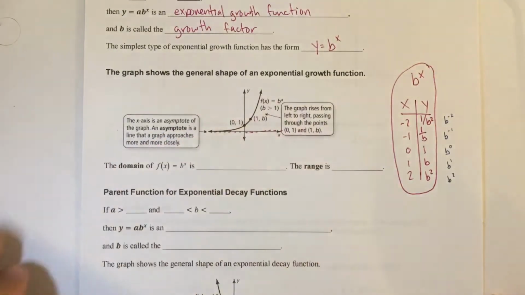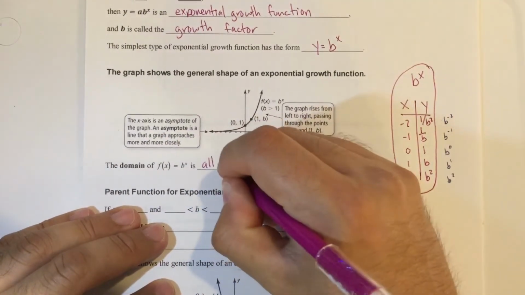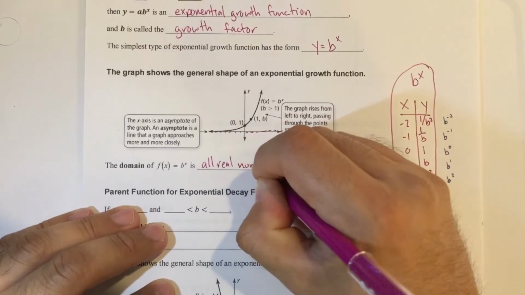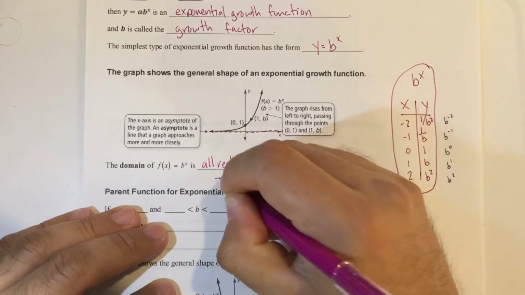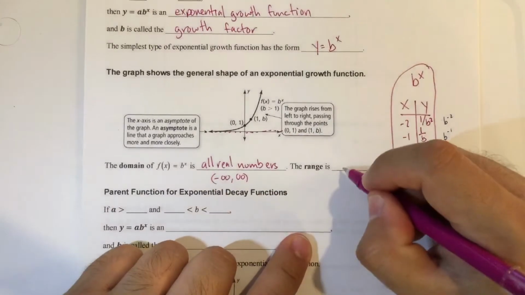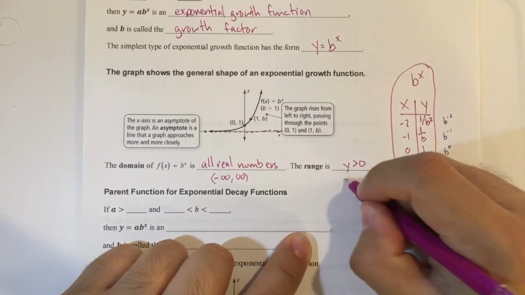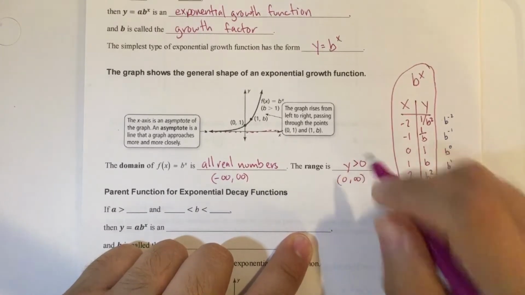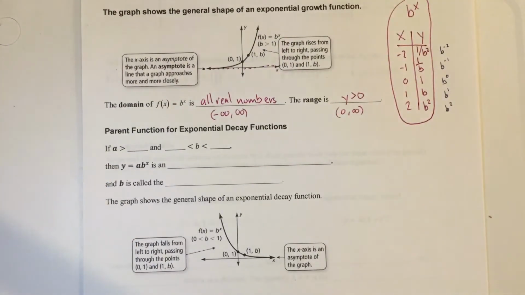If you notice from left to right, it does go up. So the domain here is going to be all real numbers. I like to use -infinity to infinity. The range is y is greater than 0, so notice the asymptote means it's not included, or you can use 0 to infinity. All right, on the other hand, we have the exponential decay function.